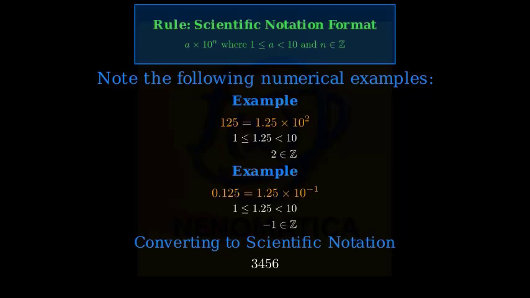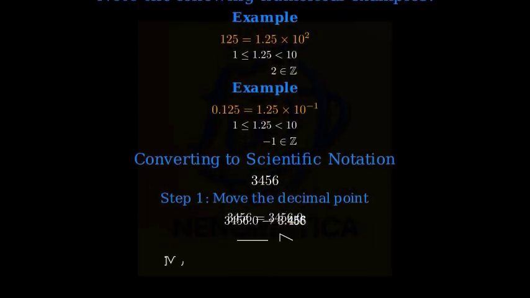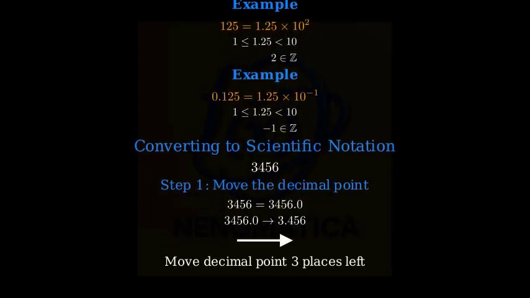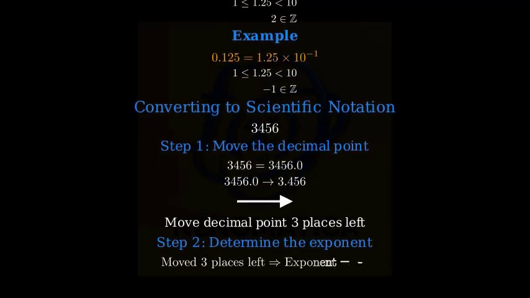3,456 to scientific notation. Step 1. Move the decimal point to get a number between 1 and 10. For our number 3,456, we move the decimal point left by 3 positions, giving us 3.456. Step 2. Count how many places you moved the decimal point. We moved it 3 places to the left, so our exponent will be positive 3.